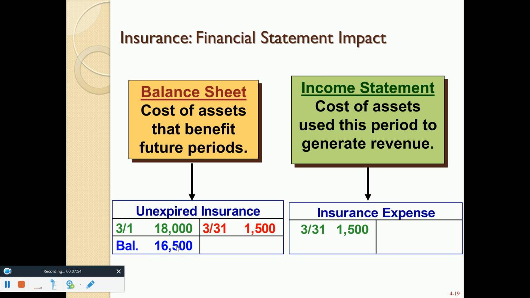Now, bonus question before I move on to the next slide. We have a running balance of $16,500 in the asset account. At the end of 12 months, what is the balance going to be in the asset? I'll give you a few seconds to think about it. And for some of you that said 0, you would be correct. At the end of 12 months, the policy period would have expired. Therefore, we do not have an asset, and that is the whole idea.